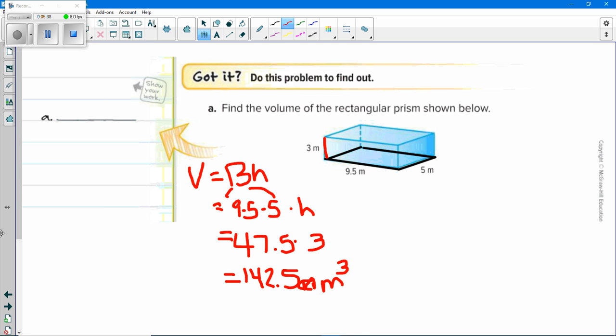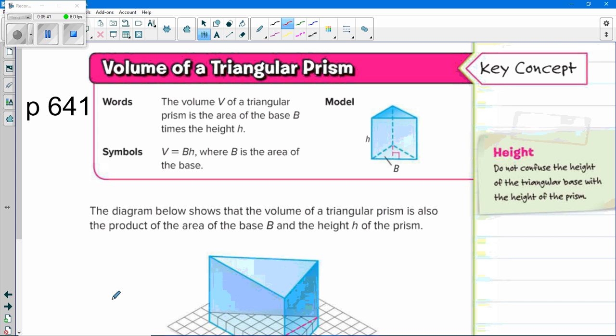Let's go to page 641 and take a look at triangular prisms. Now it will make more sense. The volume V of a triangular prism is the area of the base B times the height H. Volume equals the area of the base times H. B is the area of the base. What shape gives this prism its name? Well, that would be this triangle. Or actually, I should say, these triangles. Those are the bases of this prism. And the height is the distance between the bases.